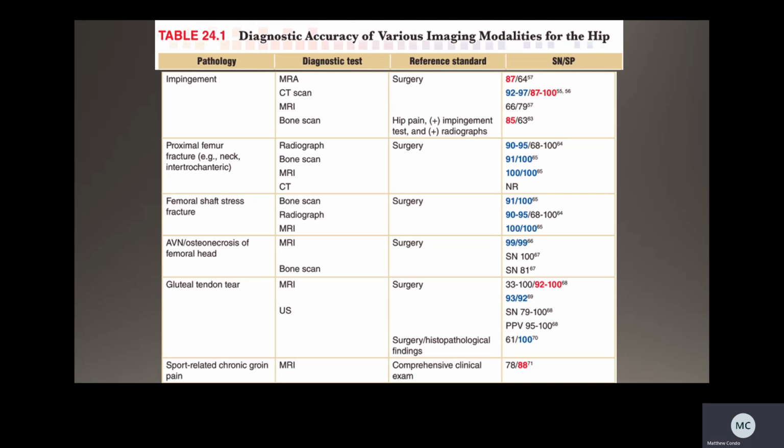And things like femoral stress fractures, bone scan is probably going to be your number one. MRI, as you can see, 100% sensitivity, 100% specificity. It's rare that you guys see that. So MRI is going to be a really good one as well.